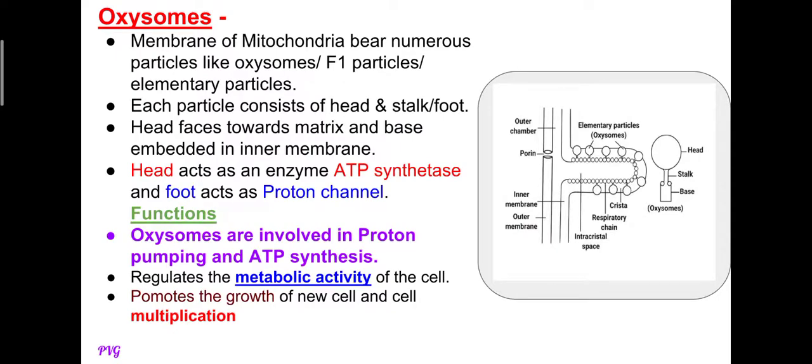The membrane of mitochondria bears a number of particles that are known as the oxysomes. These oxysomes show a head region and a foot region that contains a stalk and base. Each particle's head faces towards the matrix and the base is embedded in the inner membrane. The head acts as the enzyme ATP synthetase, and the foot acts as the proton channel. Besides this, oxysomes are involved in proton pumping and ATP synthesis. That is the source of ATP synthesis, and it also regulates the metabolic activities of the cells, and it promotes the growth of new cells and cell multiplication.